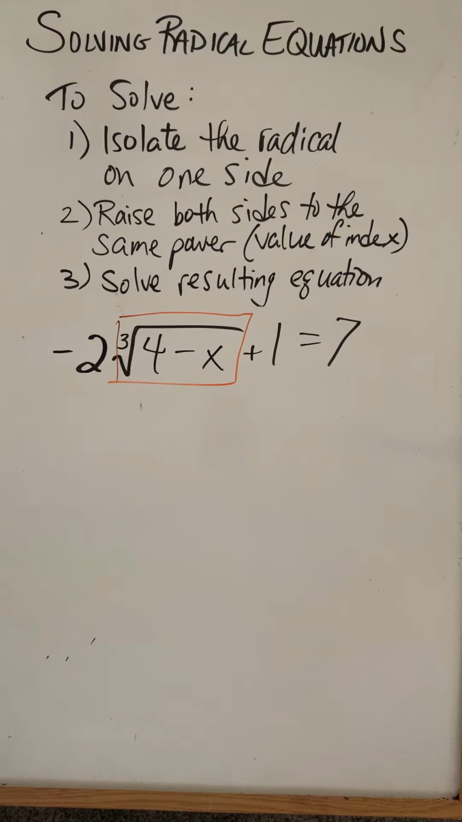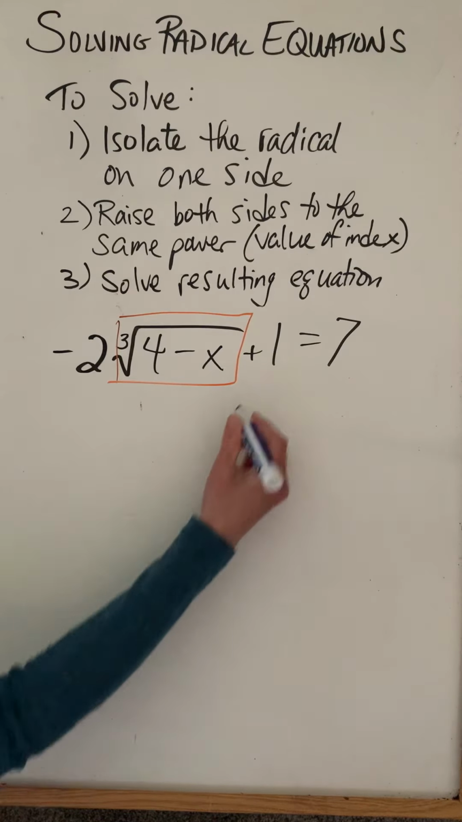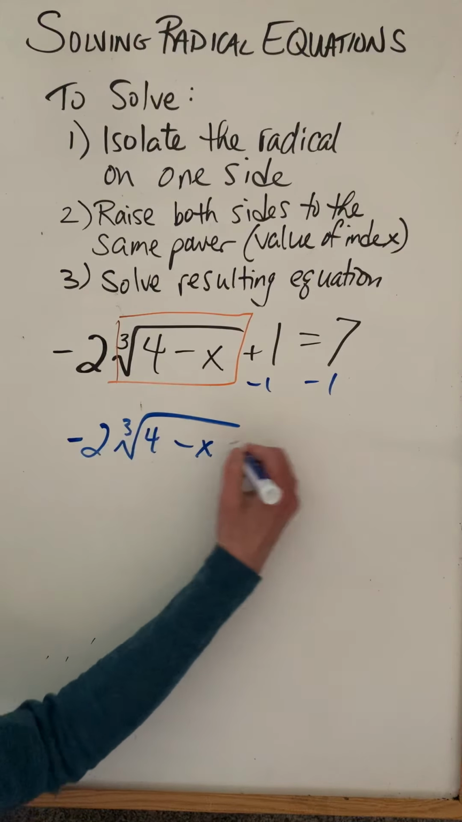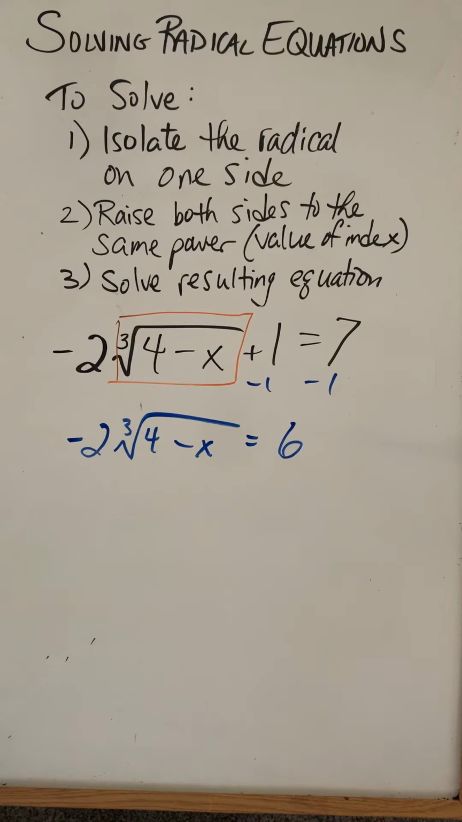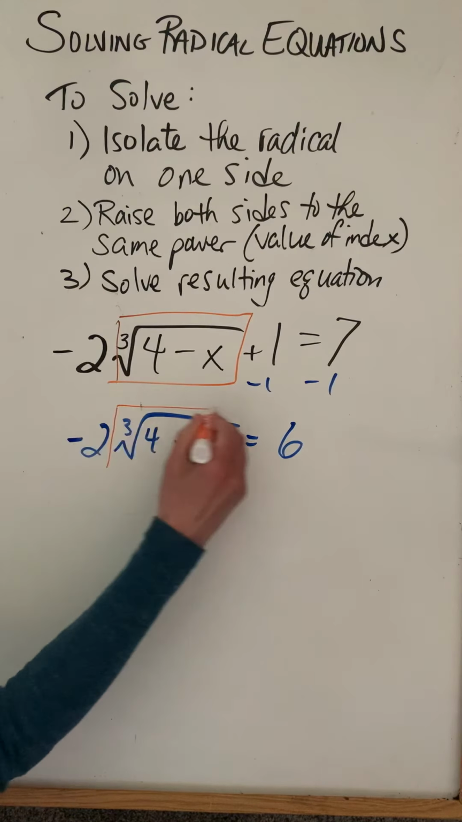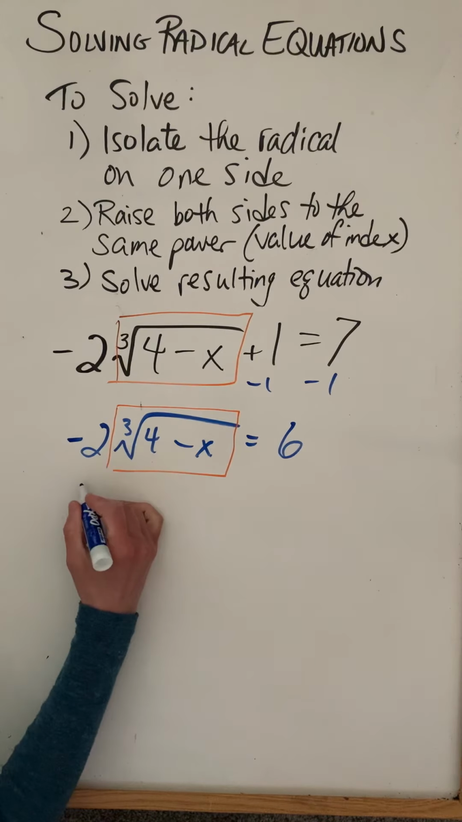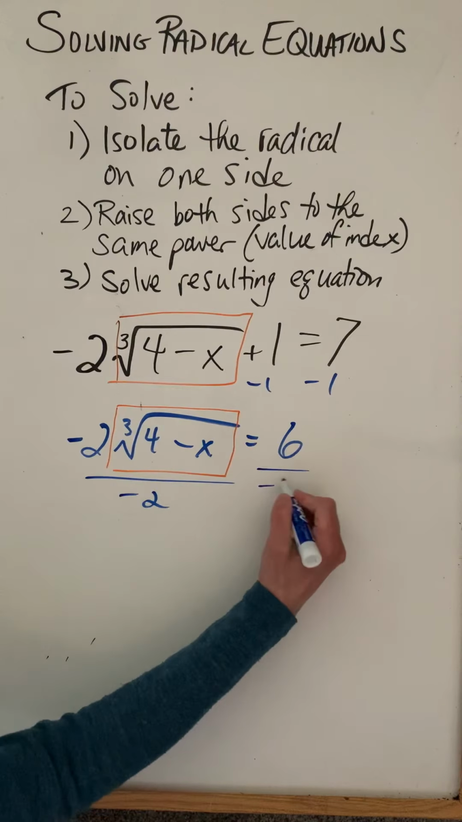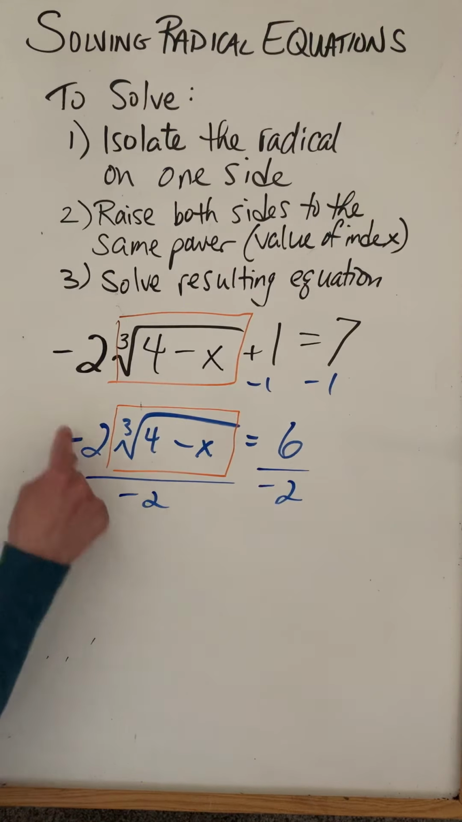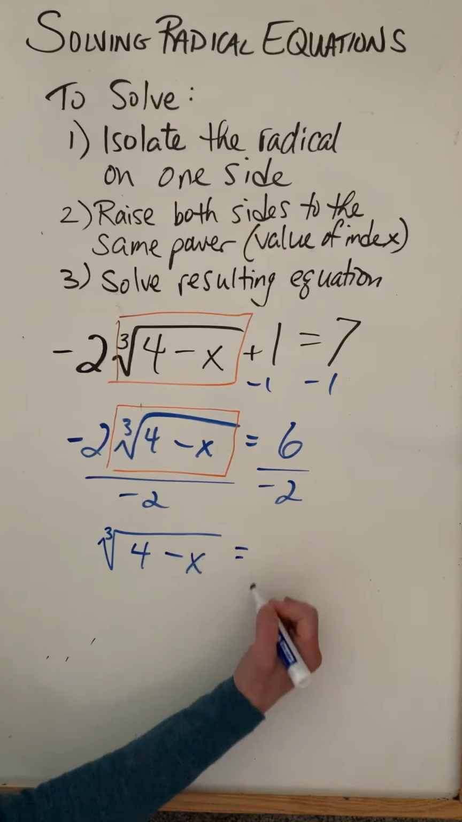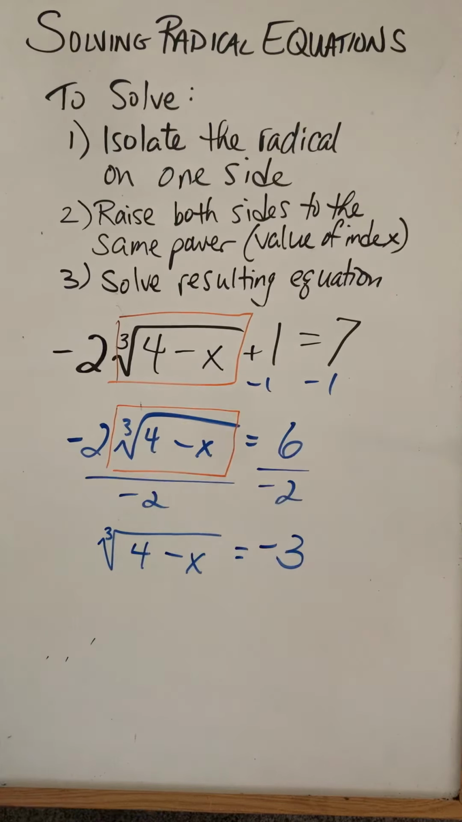In order to do that, we need to get rid of the 1 first. So we're going to subtract 1 from both sides, and that gives us a 6. Always keeping in mind we want that radical by itself, to get rid of the negative 2 in front, we divide both sides by negative 2. Those 2's cancel, and we're left with the cube root of 4 minus x equals 6 divided by negative 2, which is negative 3. So we've got the radical by itself.